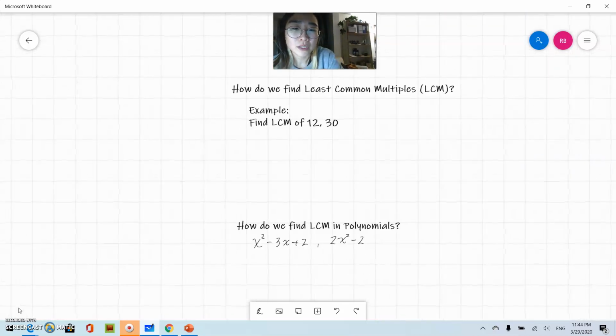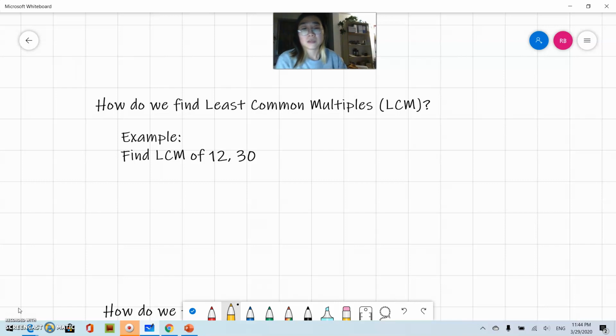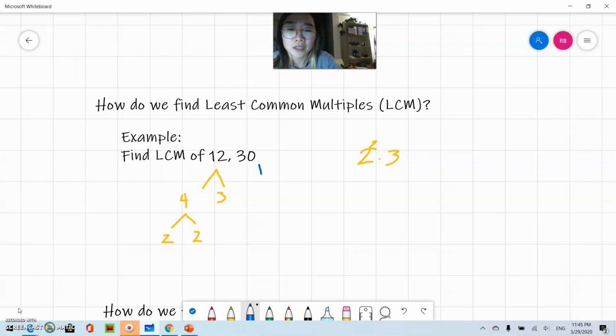Okay, so let's review how to find the least common multiples, otherwise written as LCM, of regular numbers. The easiest way to do this is writing a factor tree. So 12 is 4 times 3, and then 4 is 2 times 2. So I will rewrite 12 as 2 squared times 3. And then 30 is 3 times 10, and 10 is 2 times 5. So I'm going to write 2 times 3 times 5.